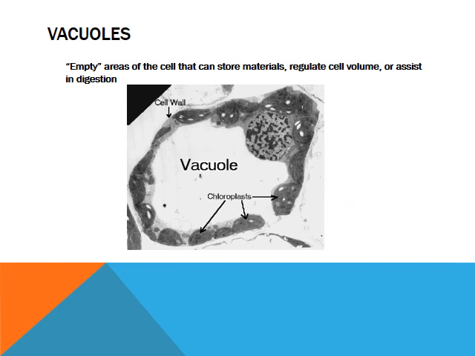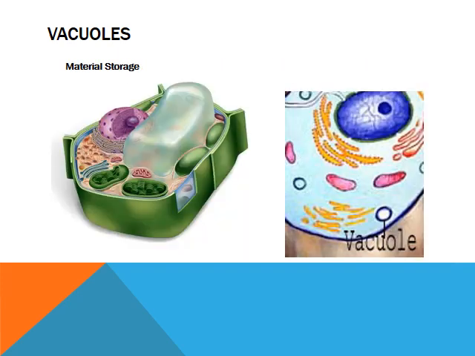You might have vacuoles in the cell. Vacuoles are great for storage, regulating the cell volume, and helping digest things. They're like big empty areas, like storage boxes. Plant cells have very large vacuoles. Animals have very small vacuoles.